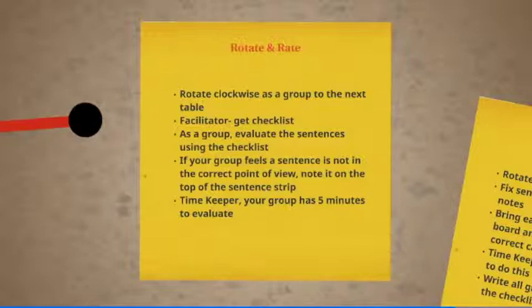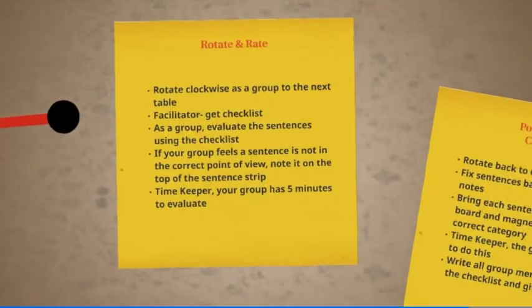If your group feels a sentence is not in the correct point of view, note it on the top of the sentence strip. And then timekeeper, your group has 5 minutes to evaluate the sentences. Are there any questions? Fabulous. Rotate and rate. 5 minutes is up. Please rotate back to your original table.